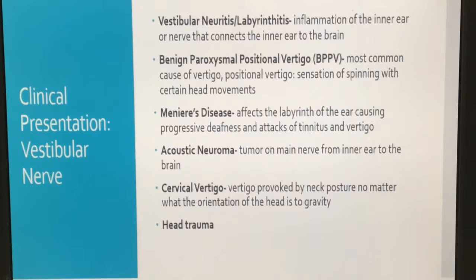and disequilibrium. The next one is cervical vertigo. It is vertigo provoked by neck posture, no matter what the orientation of the head is to gravity. The chief complaint for the patients is unsteadiness associated with neck pain, limited cervical range of motion, dizziness, and headaches. And the last one is caused by head trauma.